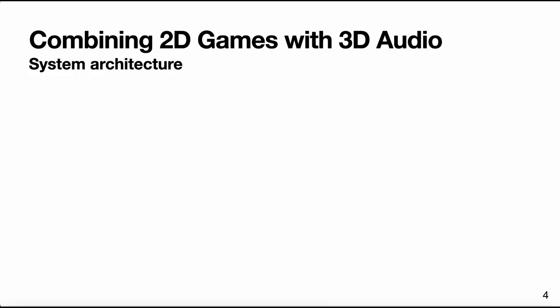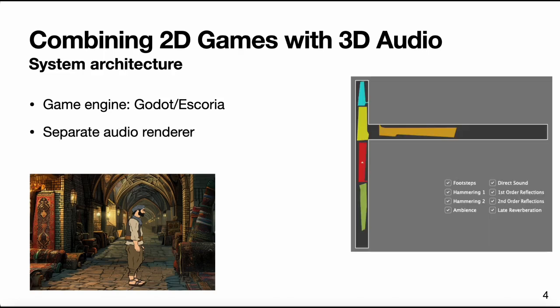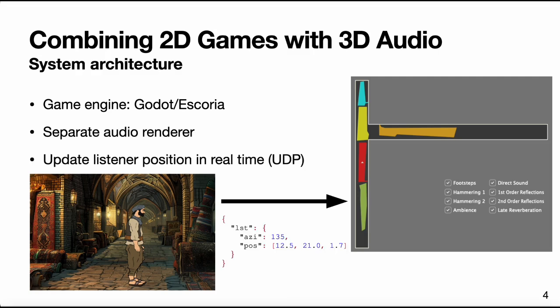So on a most abstract level, here is how I've integrated 3D audio with a 2D game engine. First of all, I'm using the free open source Escoria 2D game engine and a separate custom 3D audio renderer. All the information that the renderer needs is sent as UDP packets from the game engine. Since this is a proof of concept, only the listener position and orientation is transmitted so that the user can walk around in the environment, and all the acoustic parameters and sound sources are hard-coded in the renderer.